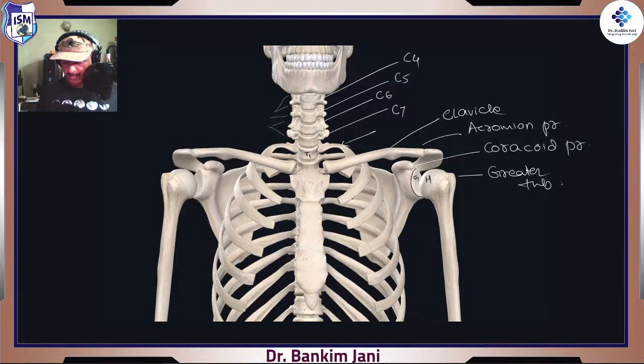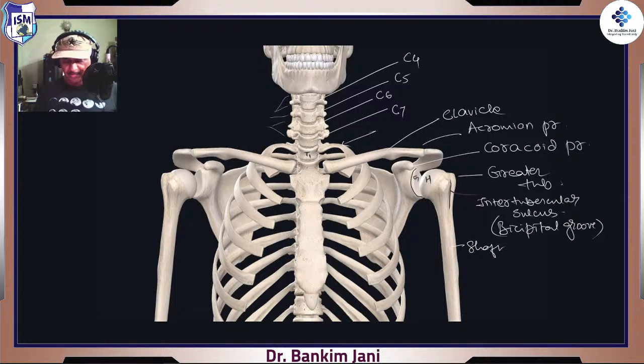And this ridge which we can see is the intertubercular sulcus. As the structure passing through it is the long head of biceps, it is also called the bicipital groove. And this one is the shaft. This is just a basic review of the bones we are watching. This would obviously be the manubrium, sternum, which will also come into the picture.